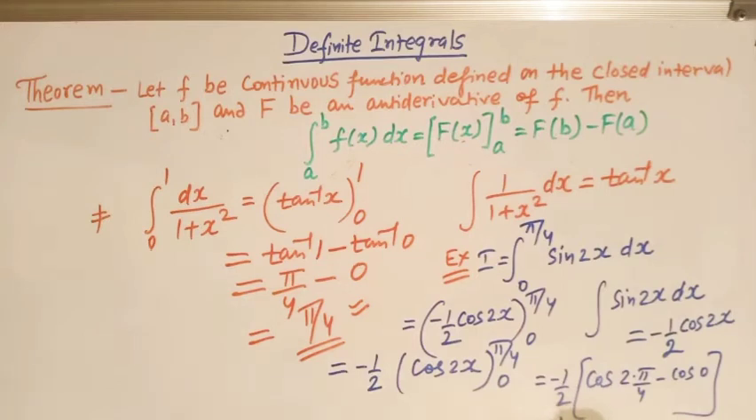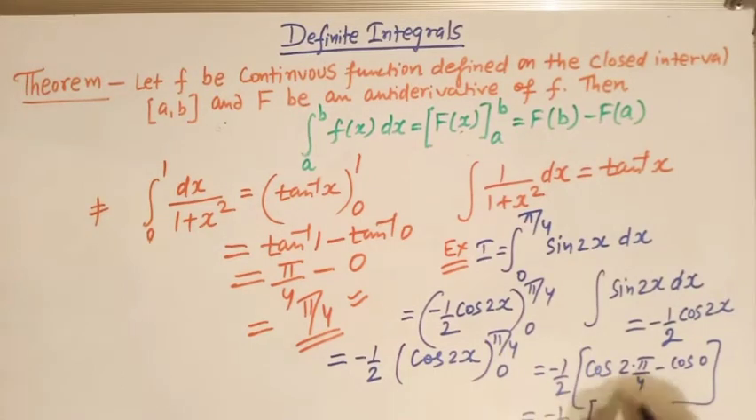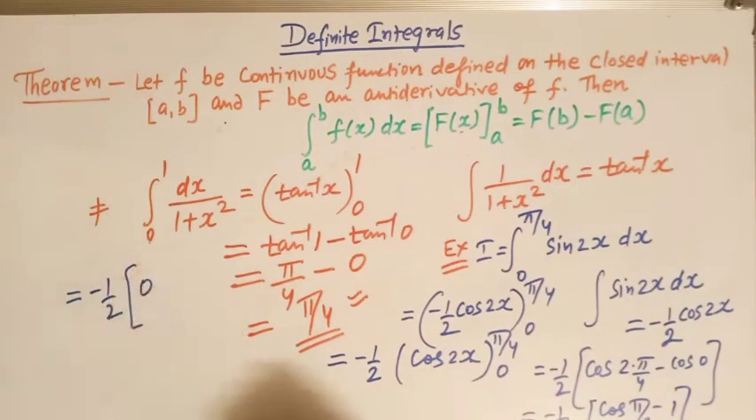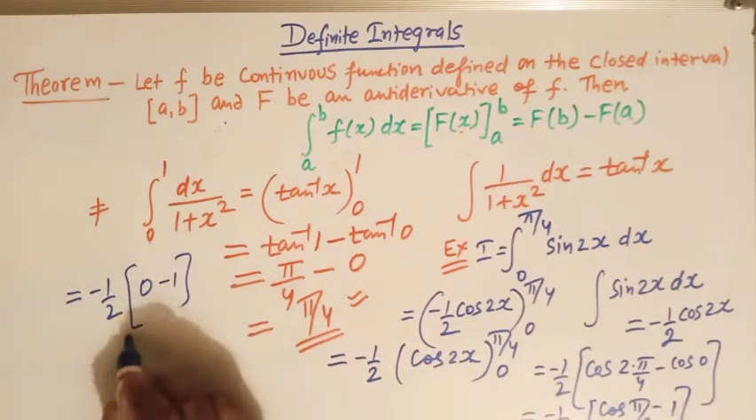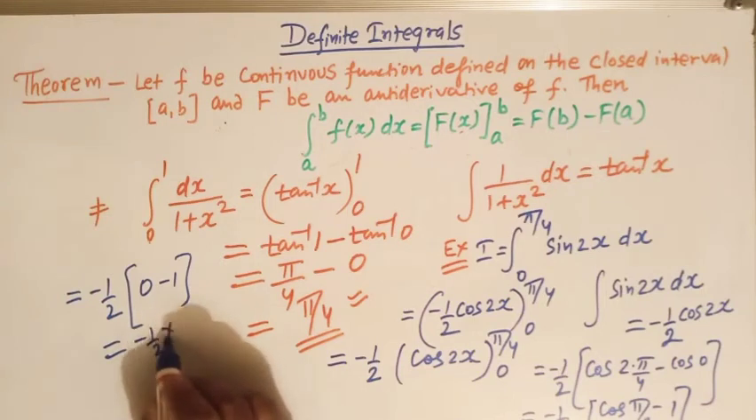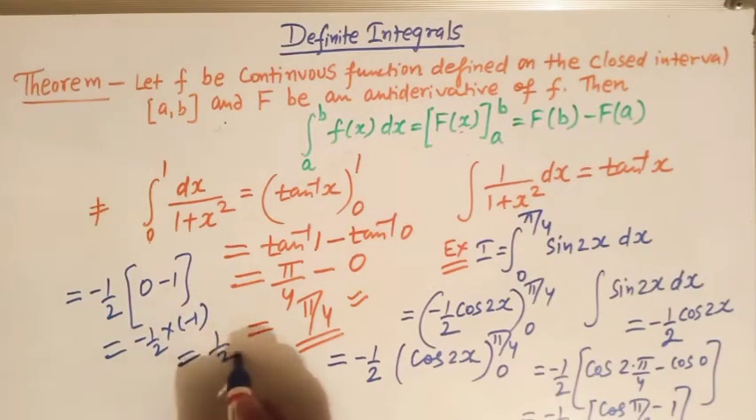Now this is minus half, and this is cosine of pi by 2, and cos 0 is 1, right? So yes, here I am writing this is minus half, then we have cos of pi by 2 is 0 because this is cos 90 degrees, and it is minus 1. So this is minus 1 times minus 1, that is half, right?